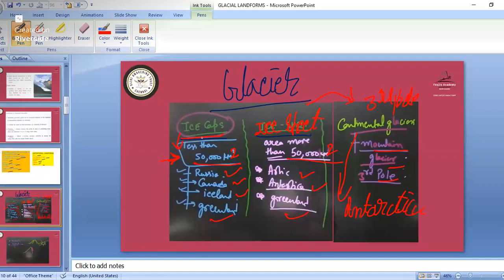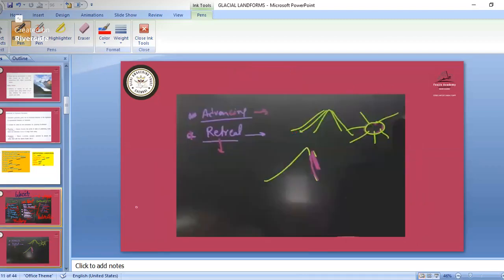Now when the ice cap or the ice sheet or the glaciers are melting, they are forming some shapes. They are giving shapes to the landforms. That's what we call glacial landforms. Suppose here we have a mountainous area, and on this we have the glacier. When these ice caps are increasing, there we have an advancing glacier.